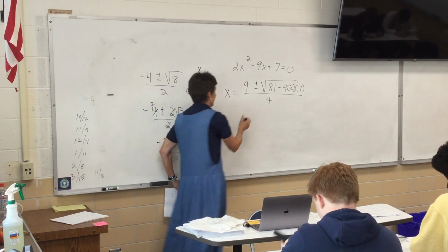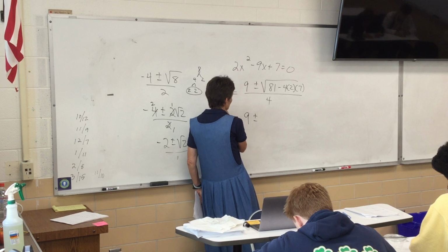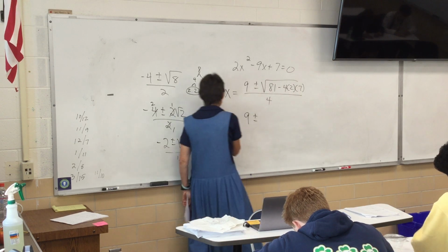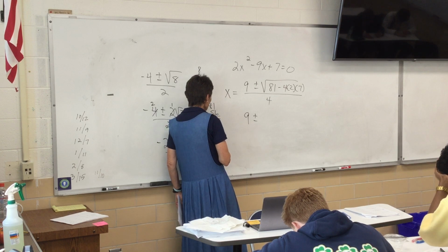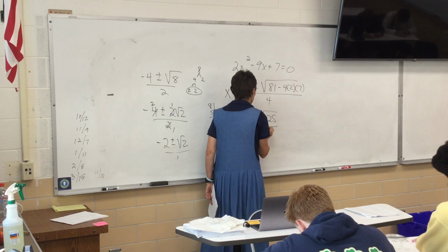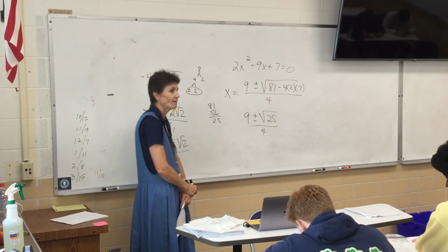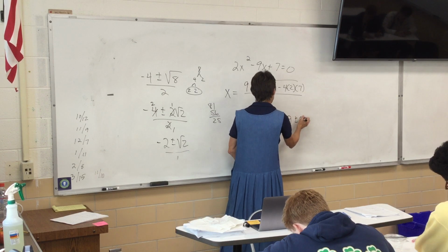So what do we get under there? You get 56. Okay, so 81 minus 56. Is that 25? Yes. And what's nice about having a 25 under there? It comes outside. So it's 9 plus or minus 5.